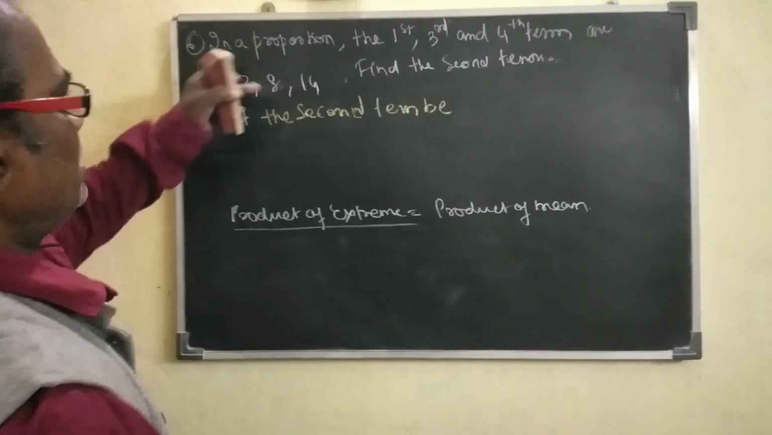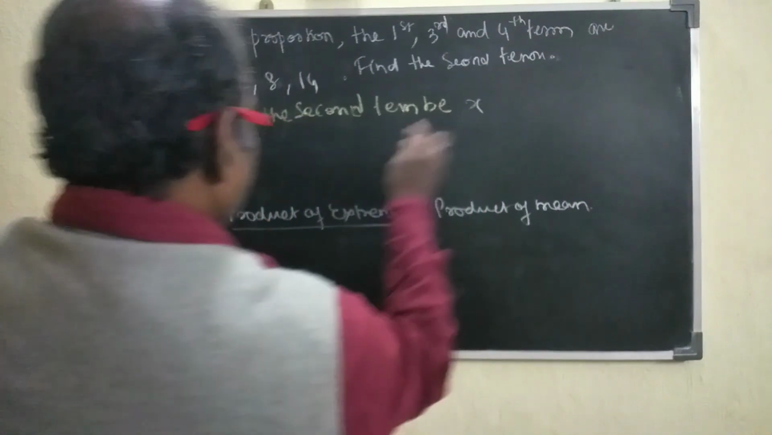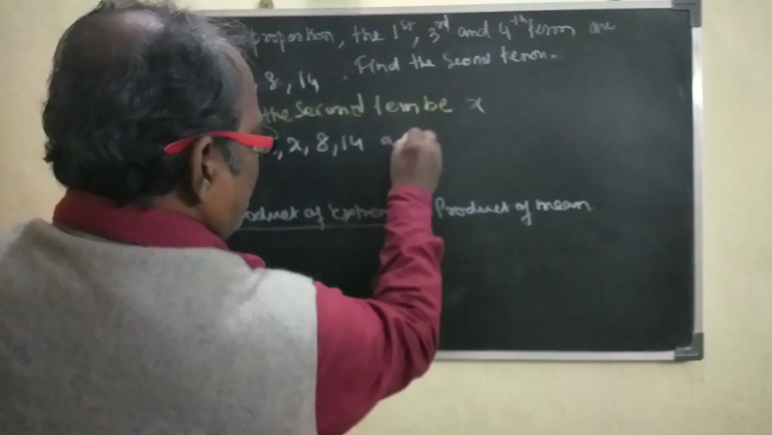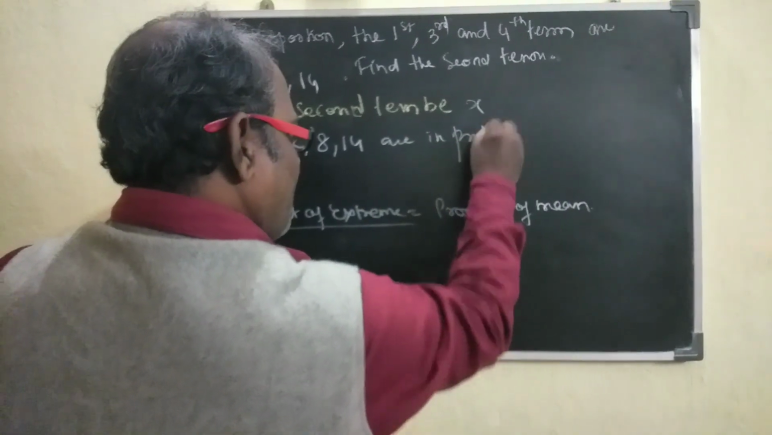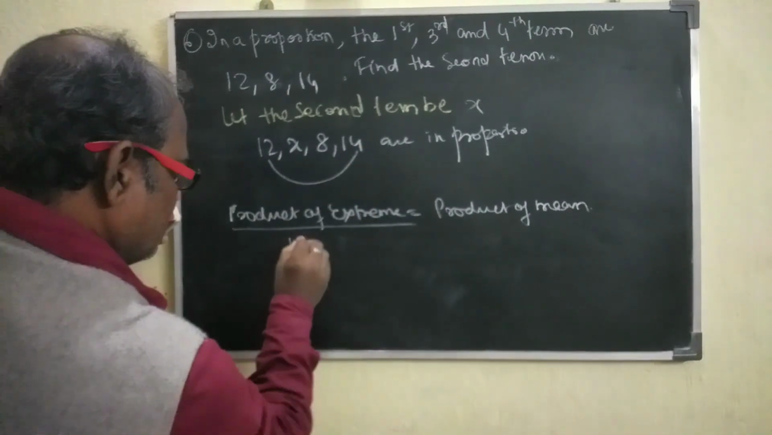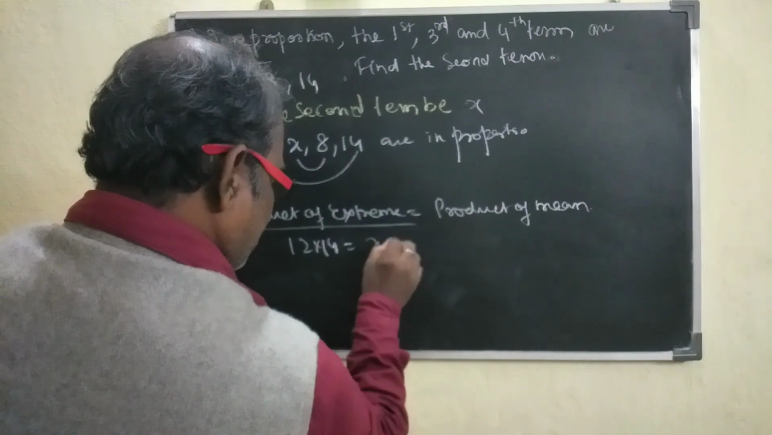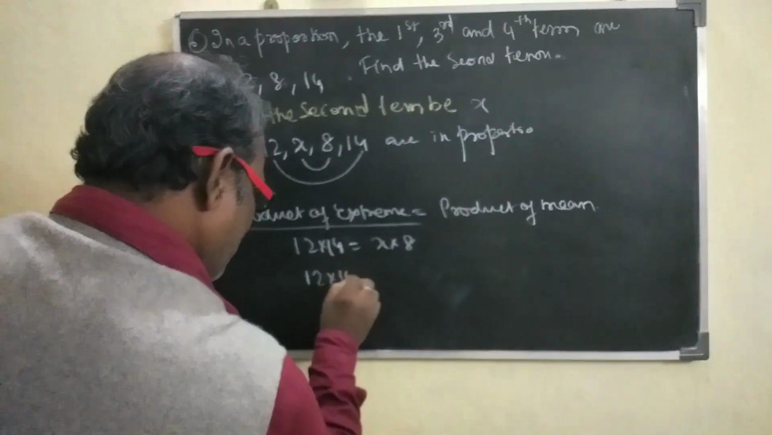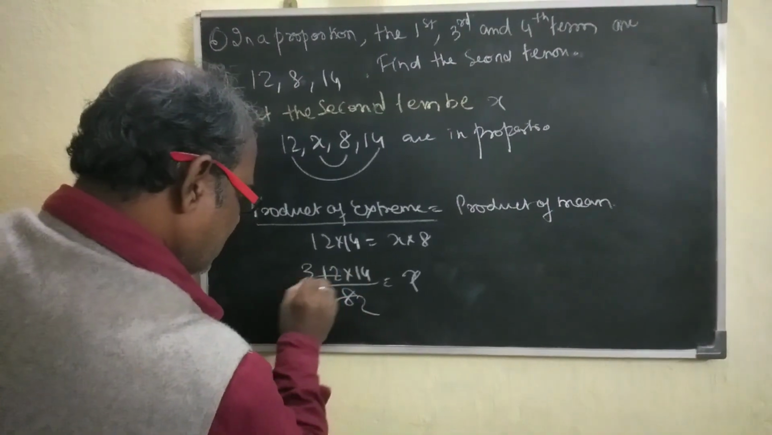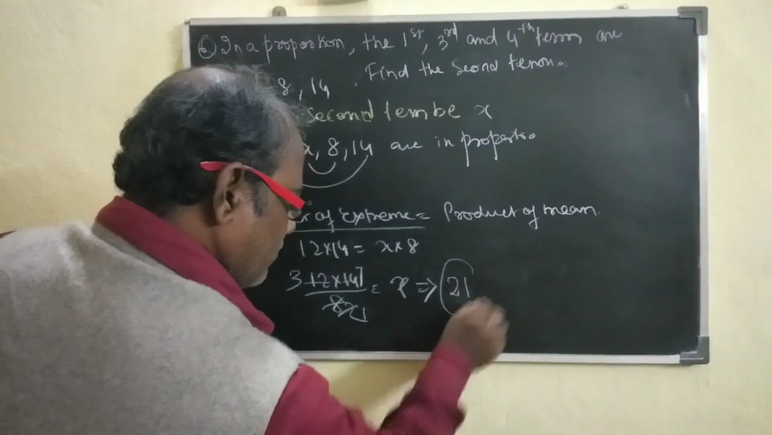So here in a proportion the first, third and fourth terms are given. Let the second term be x, then 12, x, 8, 14 are in proportion. Since they are in proportion, the product of extremes, that is 12 into 14, must equal x into 8, or 12 into 14 by 8 equals x. 4 twos, 4 threes, 2 ones, 2 sevens, which implies x equals 21.